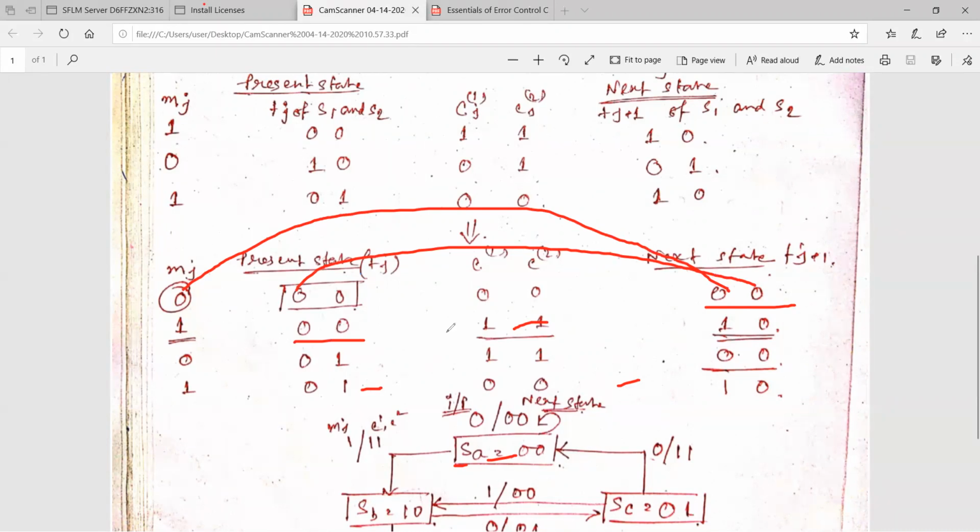So 1 XOR 0 is 1. So that's why this is 1. And this is 1 also. How? It's the XOR of 3 elements. That means 1 XOR with 0, that is 1, and 1 XOR with 0, that is 1. So we are getting both values as 1. Okay.